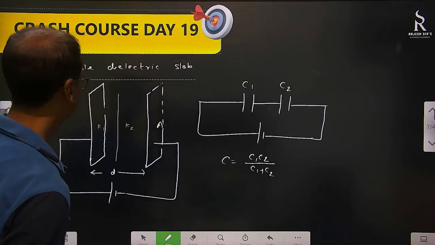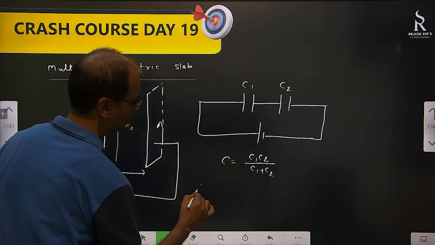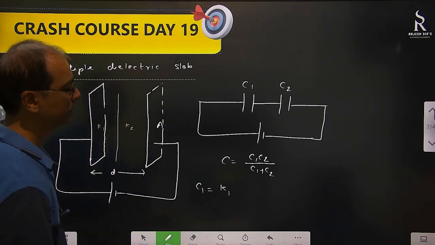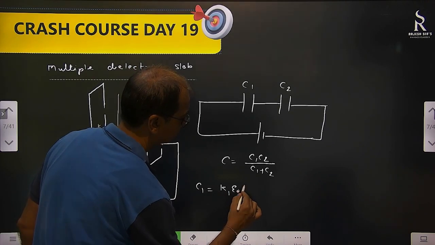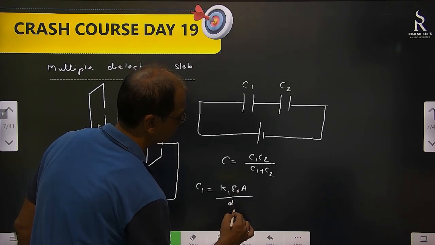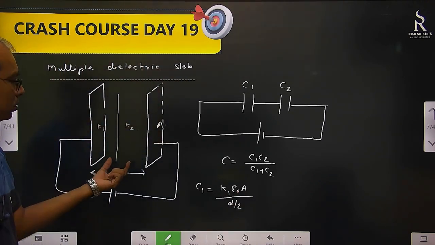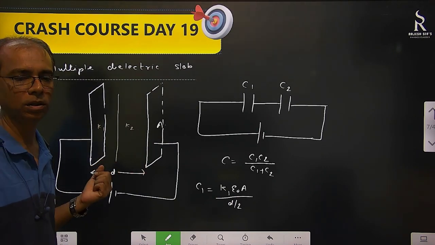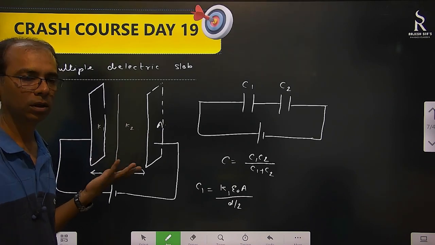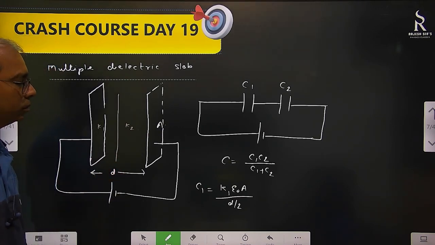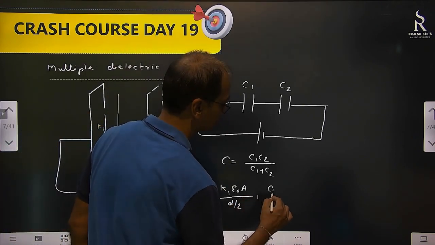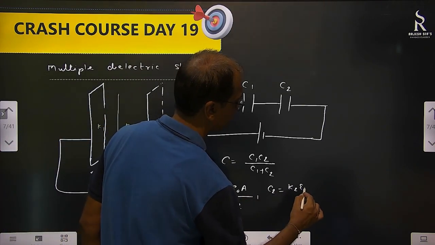But what is C1? C1 actually is K1 epsilon naught A by D by 2. Yes. Now it depends, like they can give us D by 3, this will be 2D by 3, D by 4, 3D by 4. Depends. So C1 is K1 epsilon naught A by D by 2 and C2 is K2 epsilon naught A by D by 2.